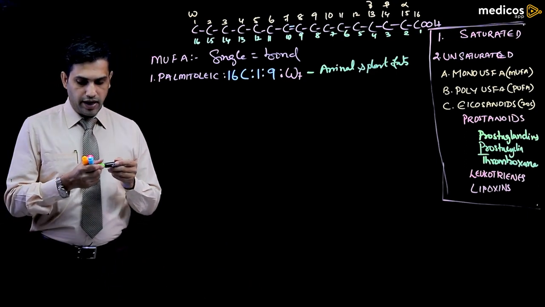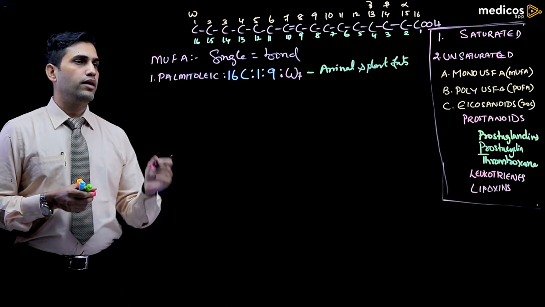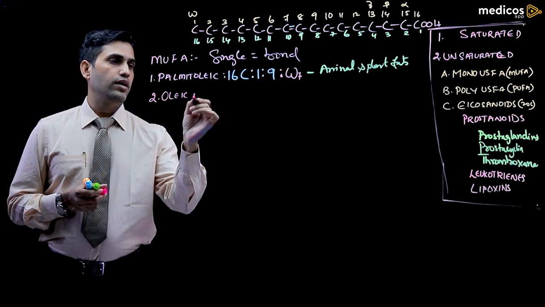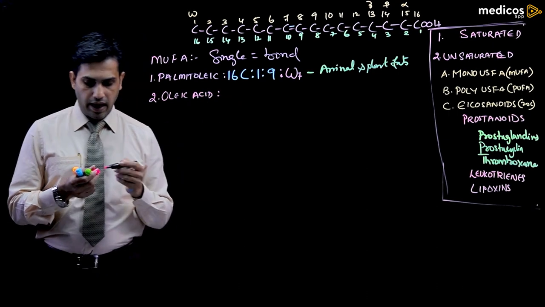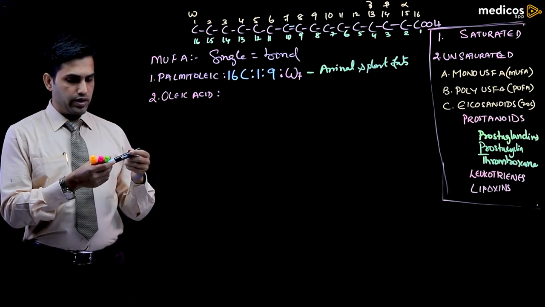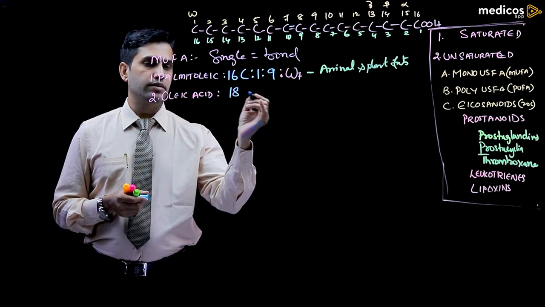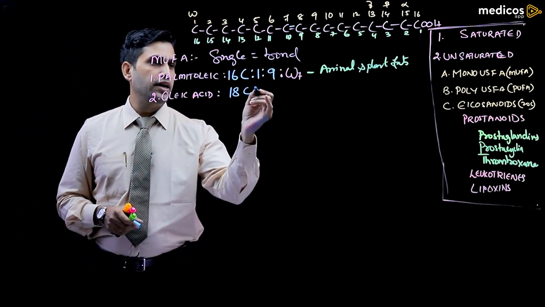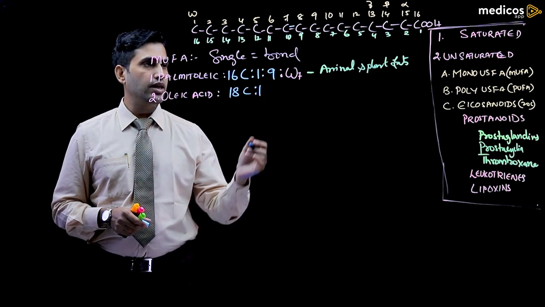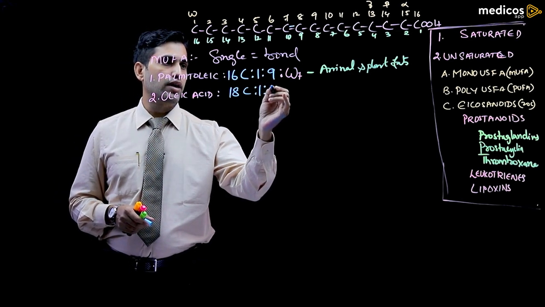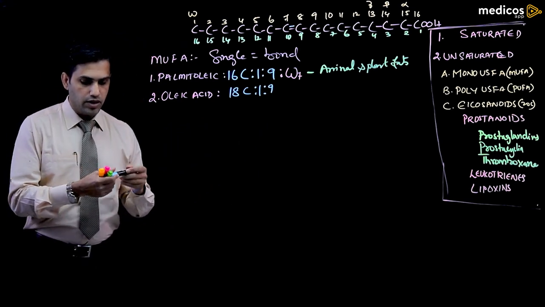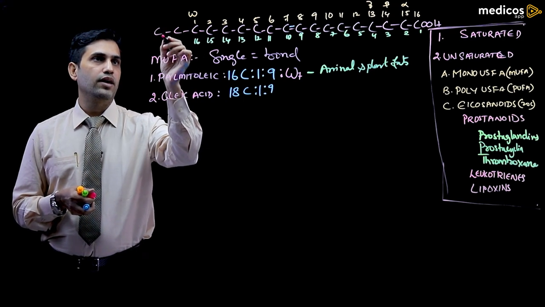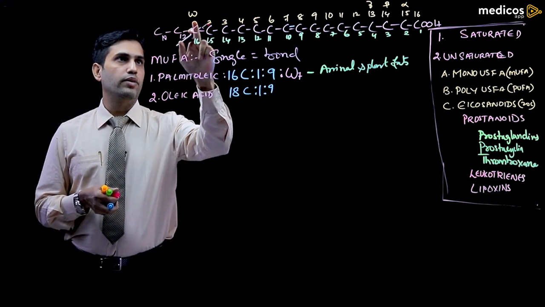All right. Next, oleic acid. Oleic acid is made up of 18 carbons. It is having a single double bond at position number 9. So let us increase the number of carbons here. This will be C17 and this will be C18. And the omega numbers will change.